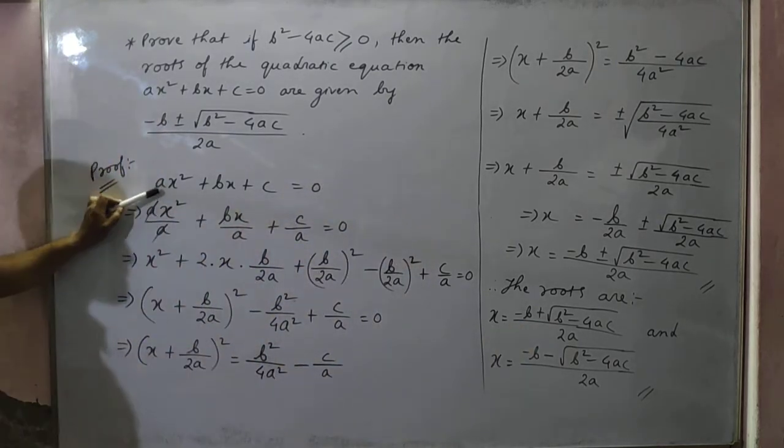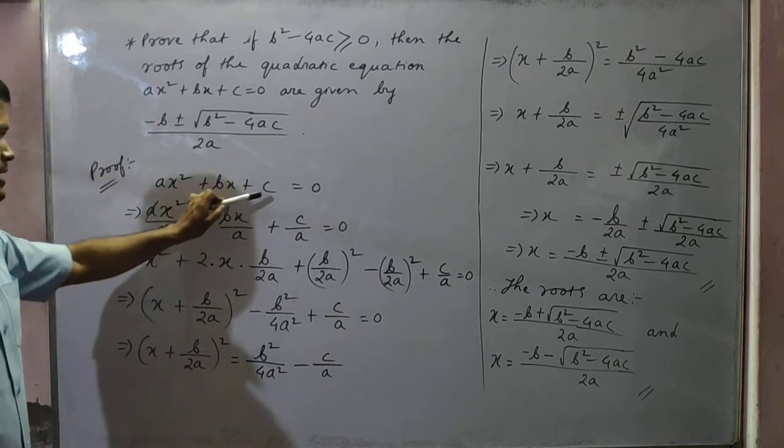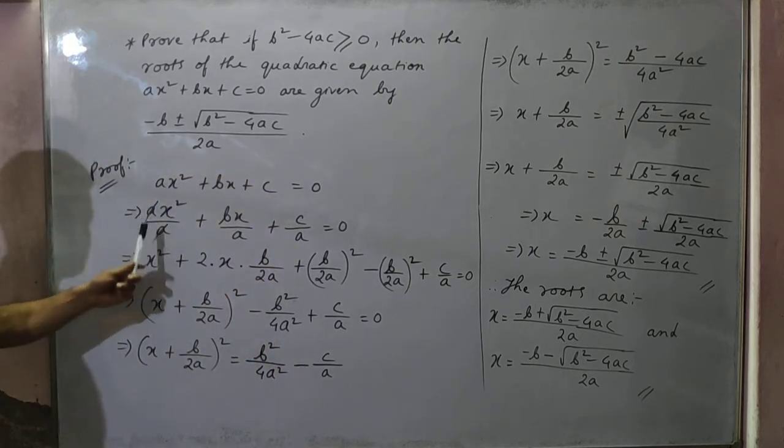So here ax square is there, I divided by a. Here bx is there, I divided by a. Here c is there, I divided by a. Okay, so this a and a is cancelled. So what will stay here?